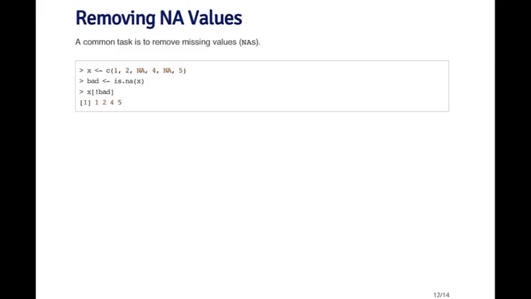So now that tells me which ones are missing, but actually I don't want the ones that are missing. I want the ones that are non-missing. So I need to take the opposite of bad, which I can do with the bang operator, or exclamation point. So now I take x single bracket bang bad, and that gives me the good elements, which are 1, 2, 4, and 5.